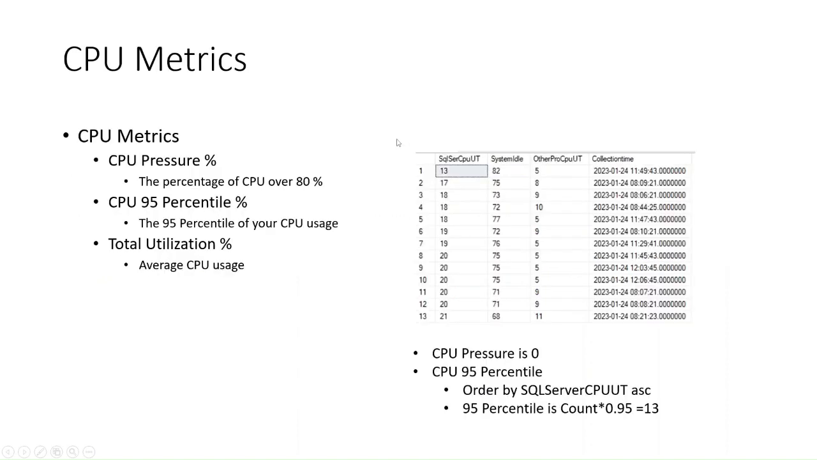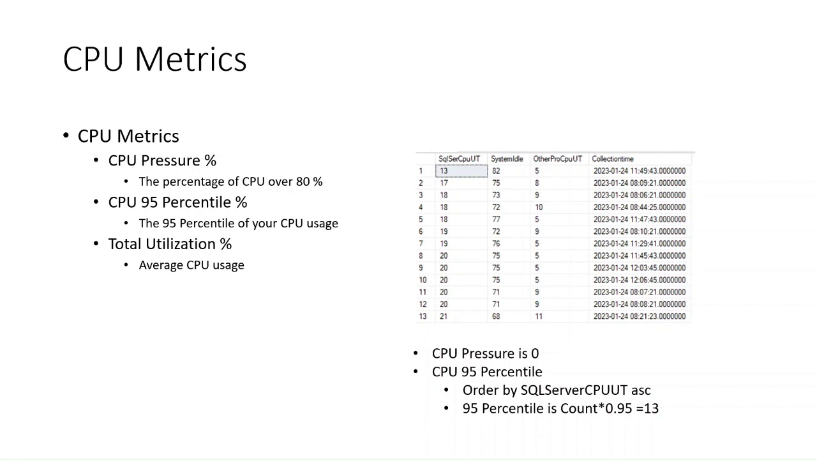So what is the CPU? Let's just look at the CPUs closer here. As I said, the CPU pressure, the CPU 95 percentile, and the total utilization. The total utilization is an average. This is not something that we really use in our calculation, but I just left it there for awareness, to see what's the difference between your utilization and the 95 percentile and the 80 percentile.